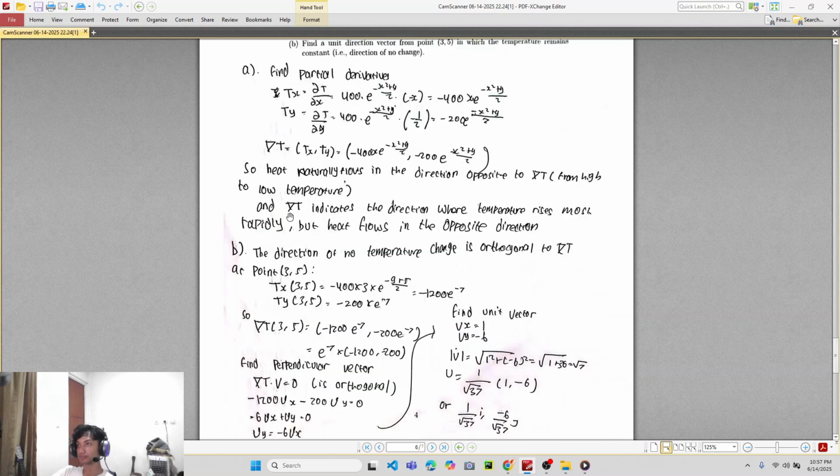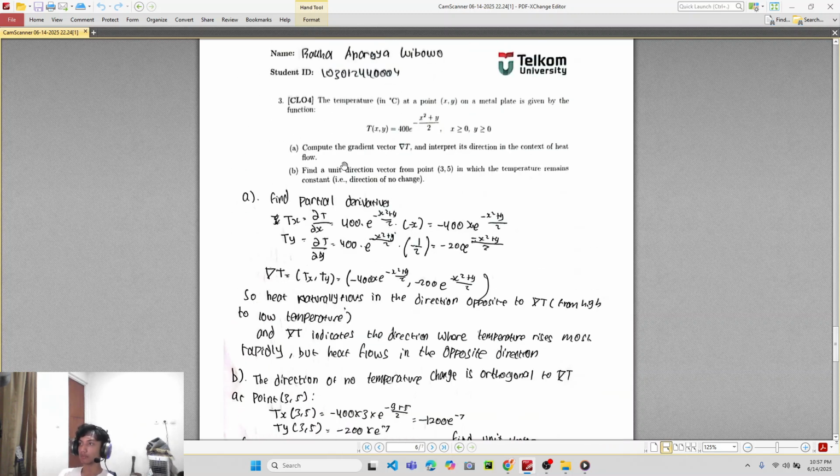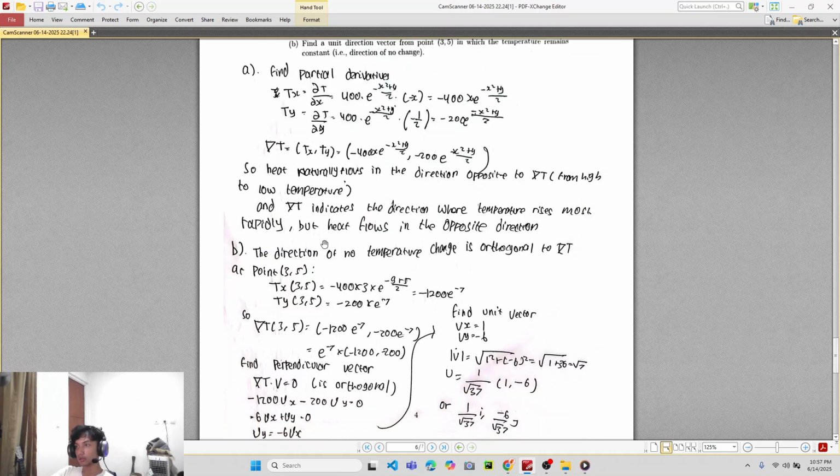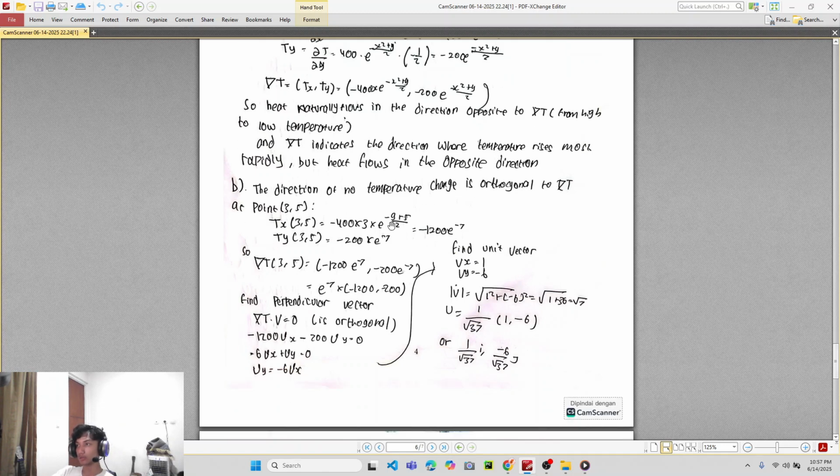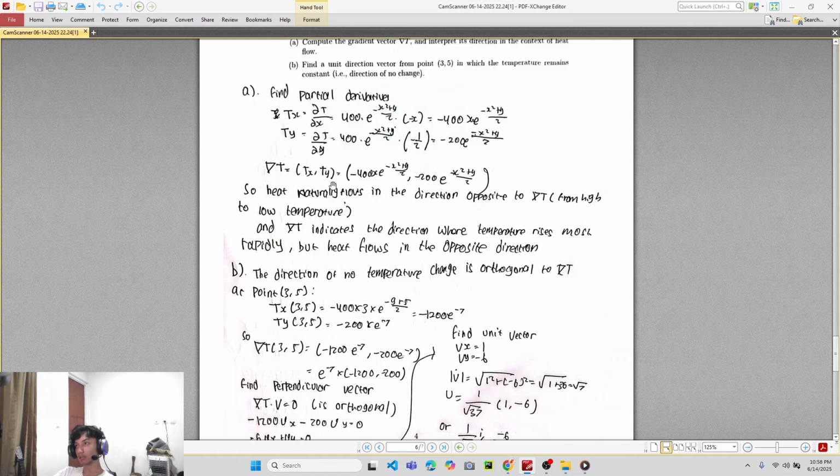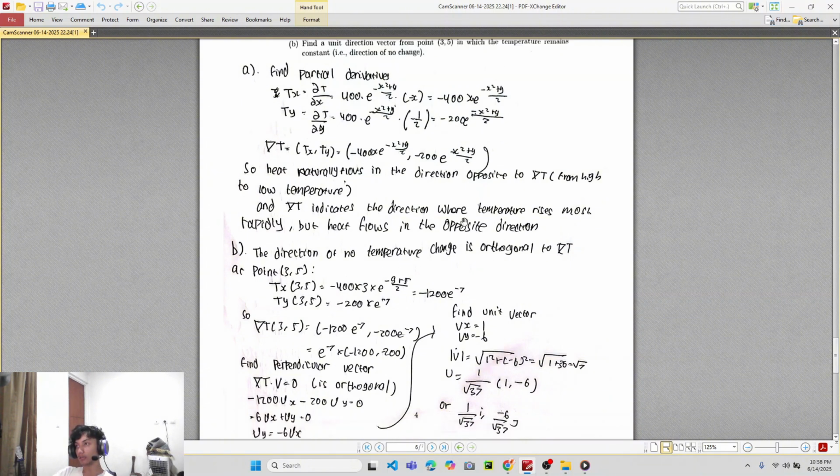For part B, we need to find a unit direction vector from (3, 5) in which the temperature remains constant. The direction of no temperature change is orthogonal to the gradient T, so we need to find the direction where the dot product is 0. Tx at (3, 5) is negative 400 times 3 times e to the power of negative (9 + 5/2), which is negative 1200 e^-7. The 3 is x and the 5 is y.